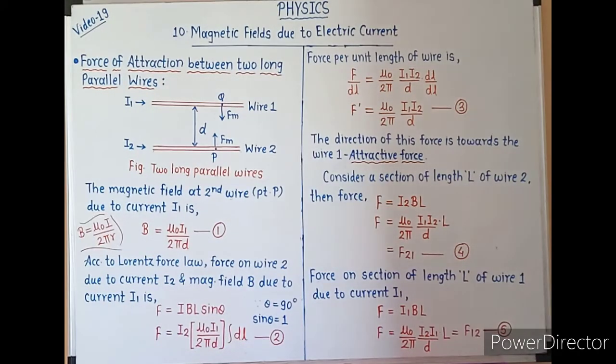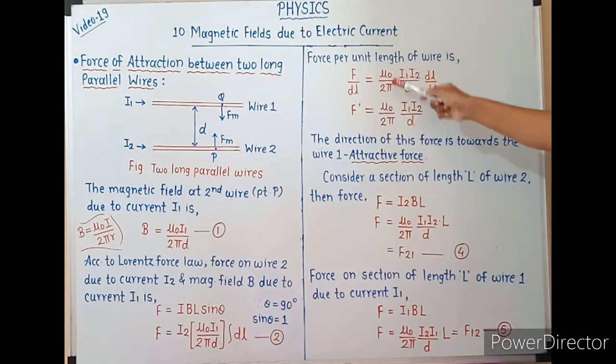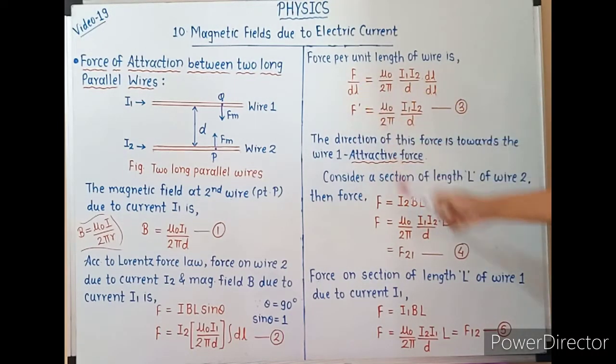Now the force per unit length of the wire: dividing equation 2 by equation 1, we get F upon dl is equal to mu 0 upon 2 pi into I1 I2 upon d into dl upon dl. Now this dl will get cancelled and we get the force per unit length of the wire, F upon dl, that is F dash, is equal to mu 0 upon 2 pi into I1 I2 upon d.